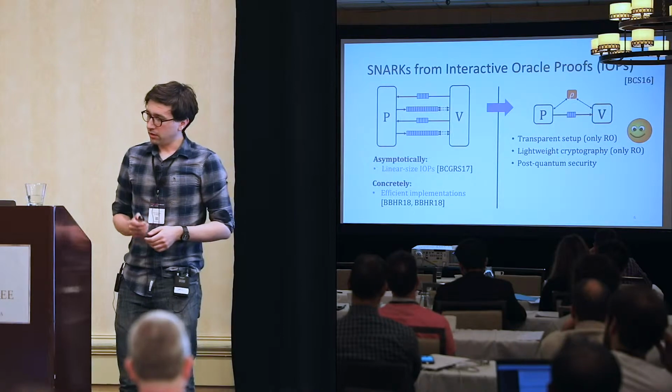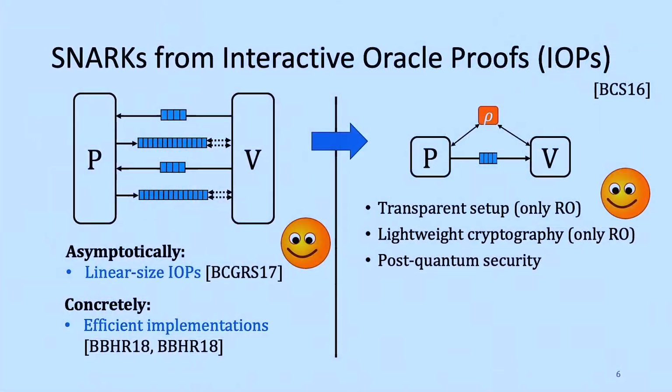OK. So that is great. So this is what we're going to do. We're going to design an IOP for R1CS, and then we're going to use this transform that was this blue arrow in the last slide to produce a SNARK.